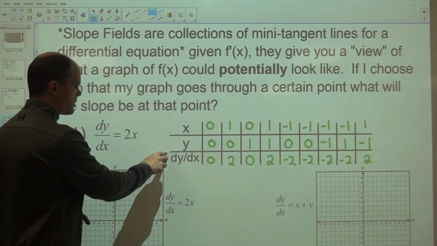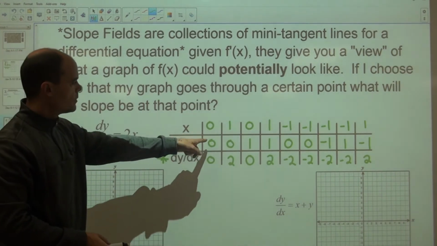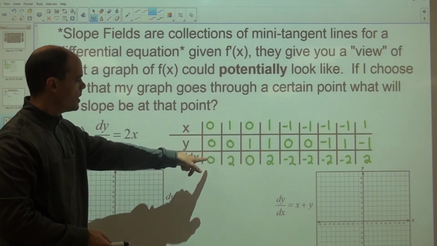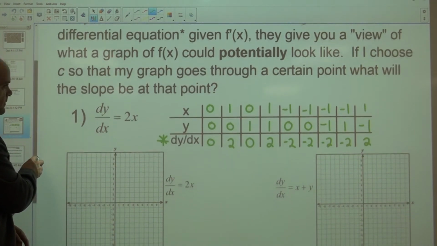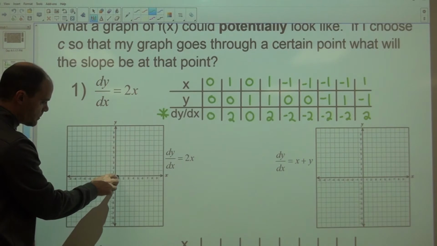And these are the values that I'm going to graph. So at this location of 0 comma 0, what I do is I graph a little tangent line slope that has a slope of 0. So right here I put a little mark.